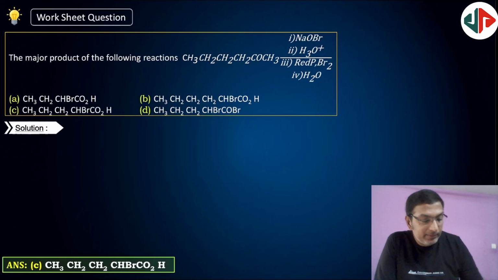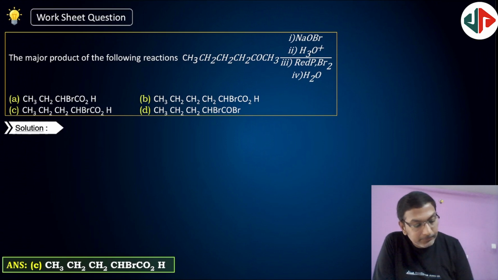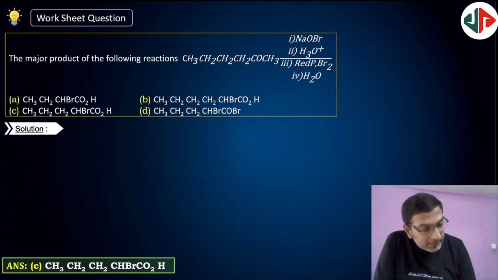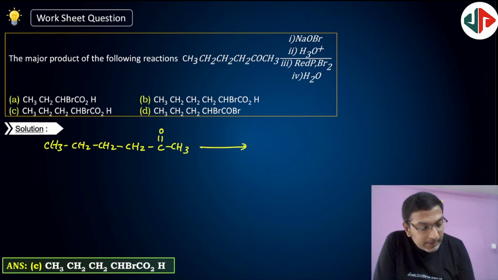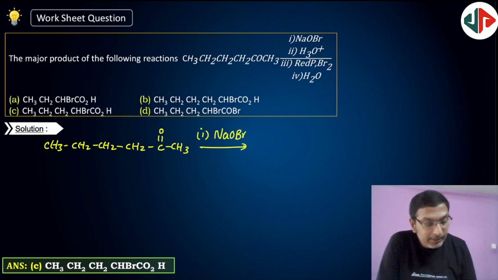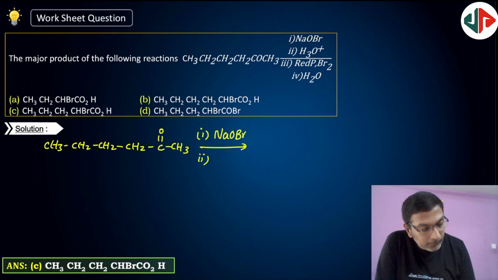The major product of the following reaction is. The first compound is CH3 CH2 CH2 CH2 CO CH3. So the first reaction is NaOBr and H2O, or H3O plus acidic hydrolysis. This is nothing but the haloform reaction.